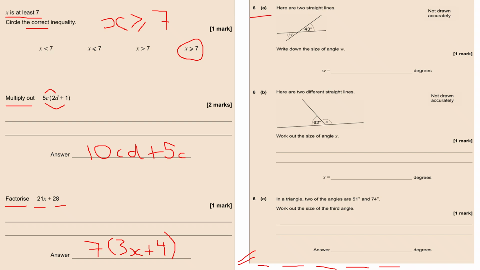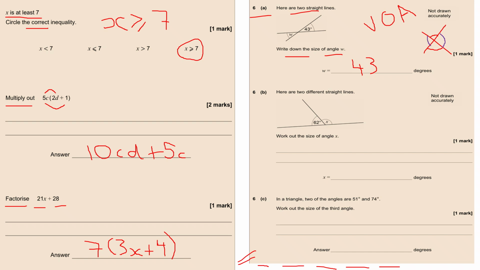Question 6a. Here are two straight lines. Work out the size of angle W. Well, W is actually vertically opposite. So I've got an intersection. W is equal to 43 degrees because they're vertically opposite angles. VOA in this case stands for vertically opposite angles. They'll look like this. These two are vertically opposite, and also these two are vertically opposite.